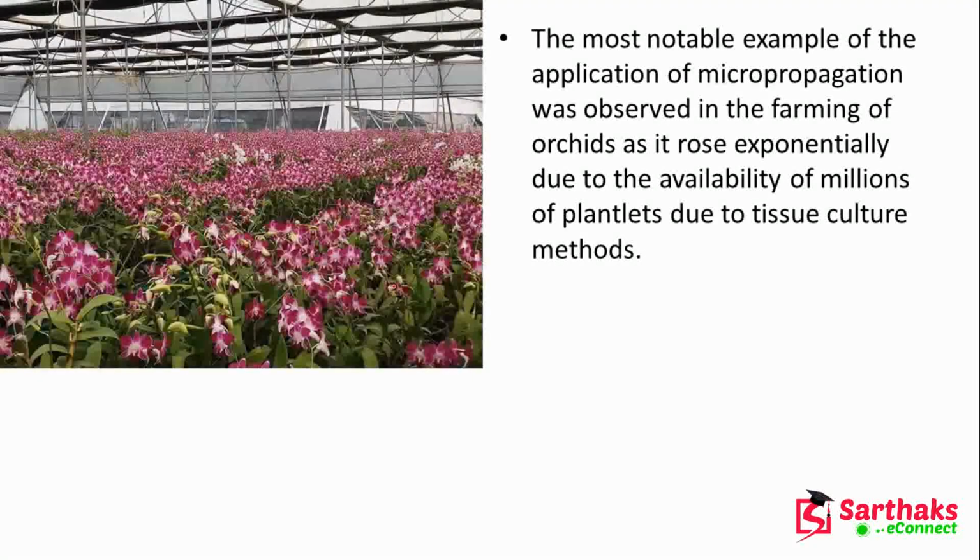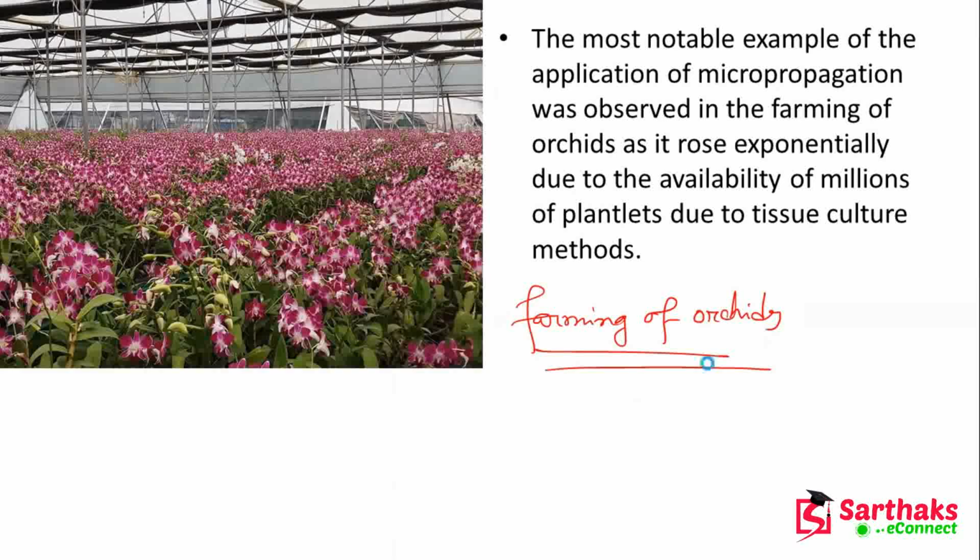And in orchids also we are using plant tissue culture. The most notable example of the application of micropropagation is the farming of orchids. You can see the orchid flower. So for the farming of orchids, we are using plant tissue culture.